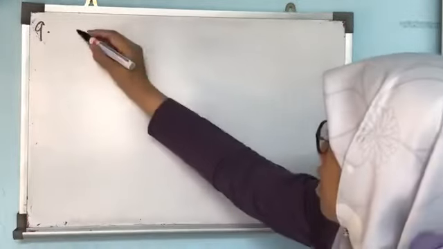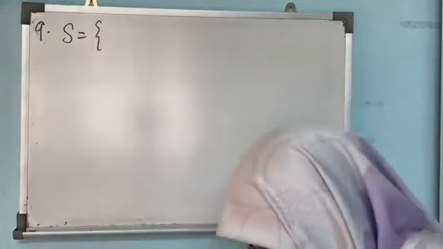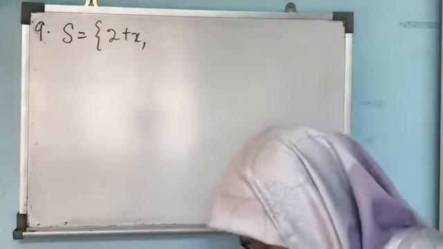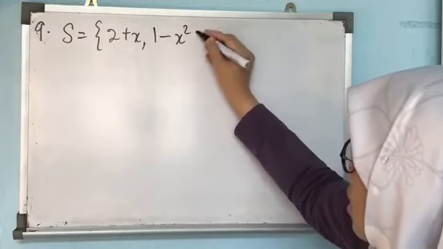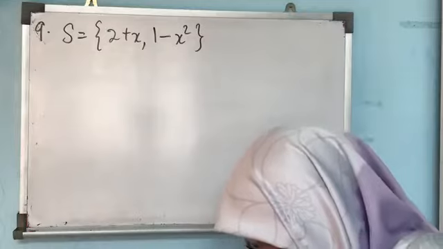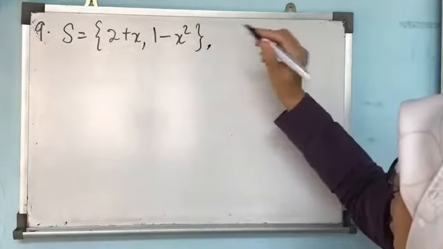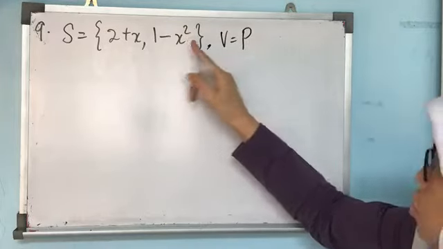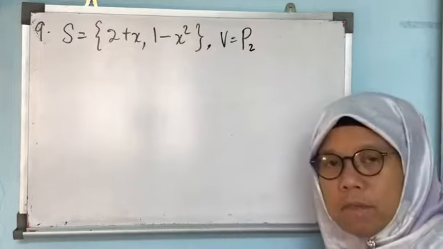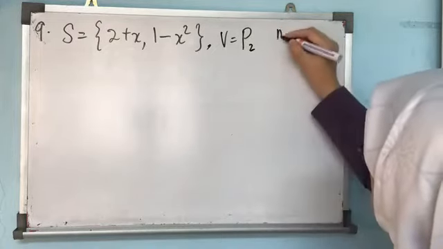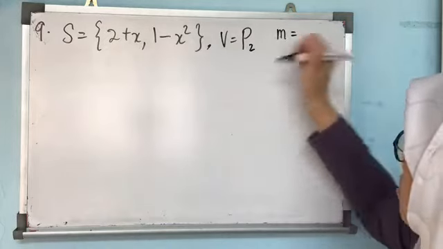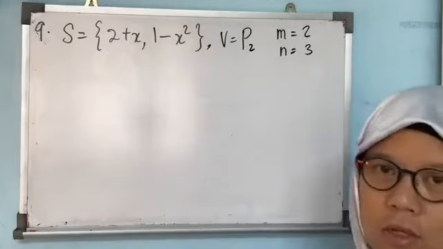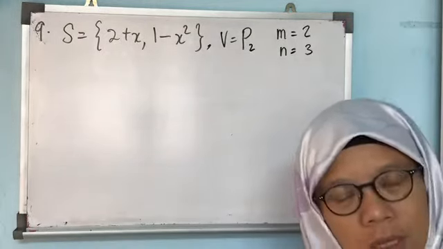S equals 2 plus x, 1 minus x squared. Now if they don't give you what V is, this is the highest degree, so V is P2. Okay, m is 2 and n is this plus 1. You remember the third case, polynomial is n plus 1.